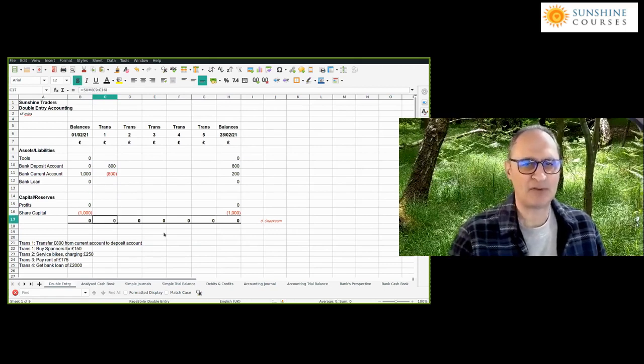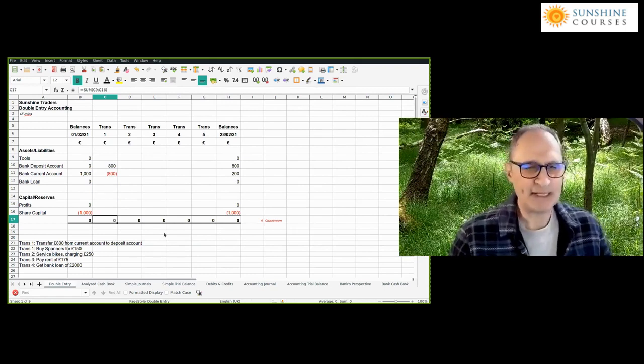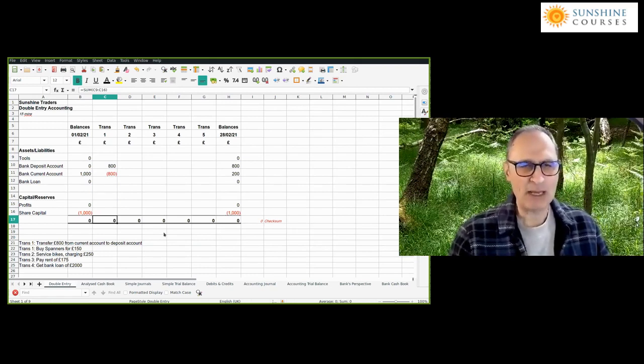And the sum of these entries has gone to 0. So sorry for stating the obvious, but this is a really important part of double entry bookkeeping, which is that by definition, if you add everything, all the pluses and all the minuses, they must come to 0.